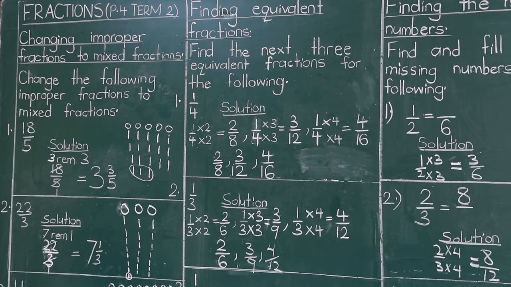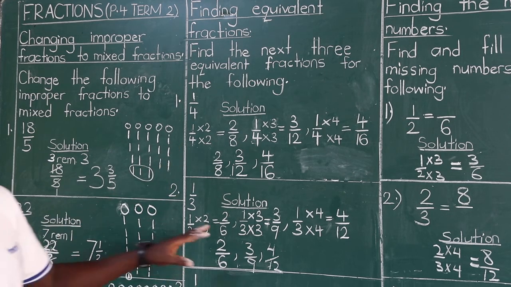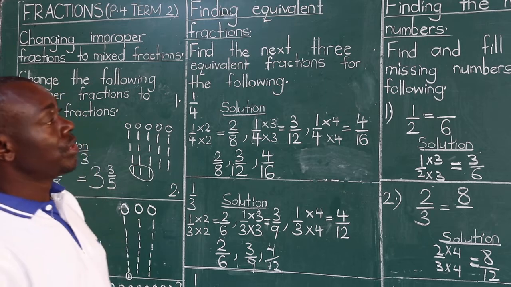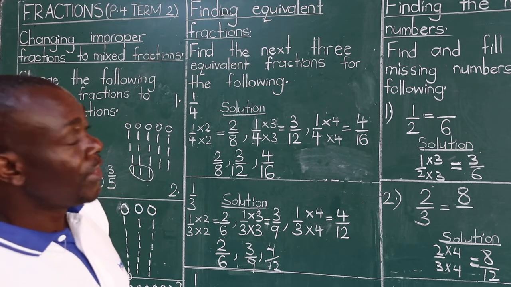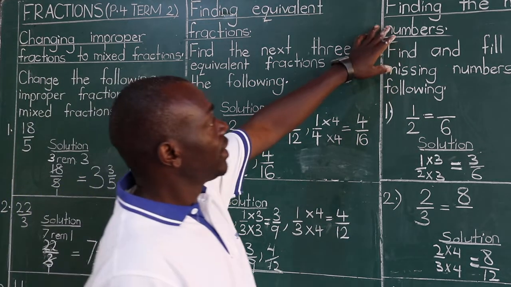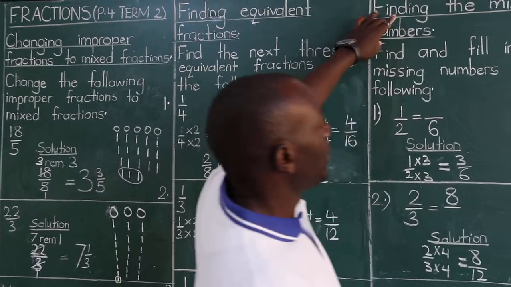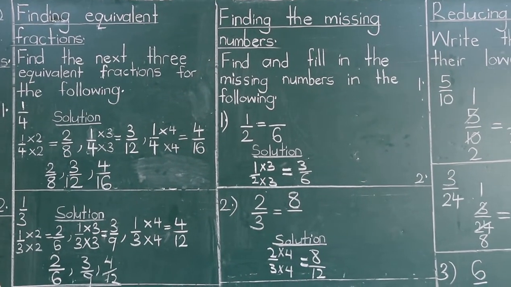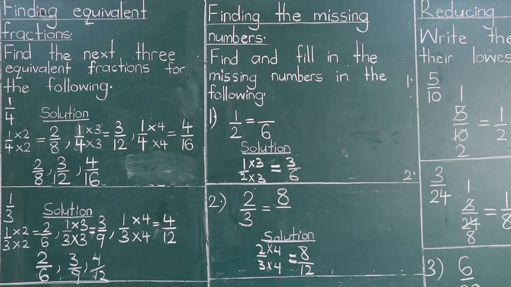You can pause a little, that is if you download it, and first answer that activity about finding the next 3 equivalent fractions, and then you will be perfect. As you continue viewing, you have the next subtopic, finding the missing numbers. The missing numbers are related to equivalent fractions here.